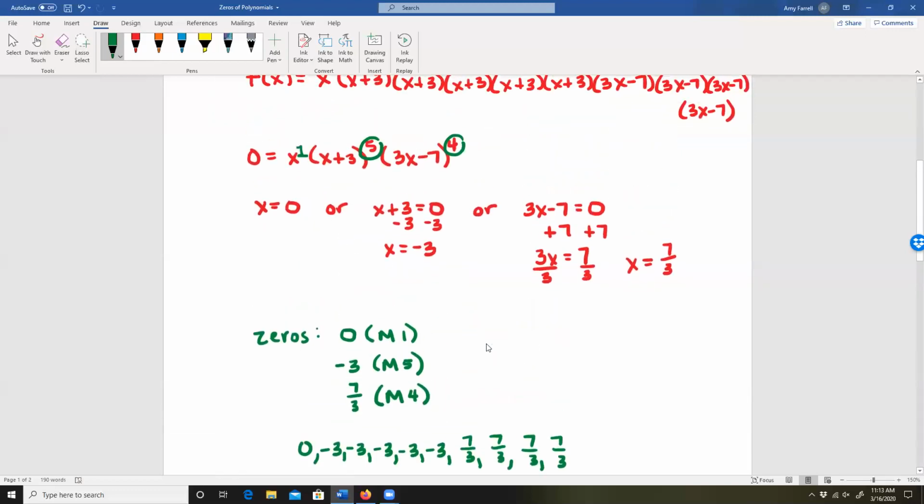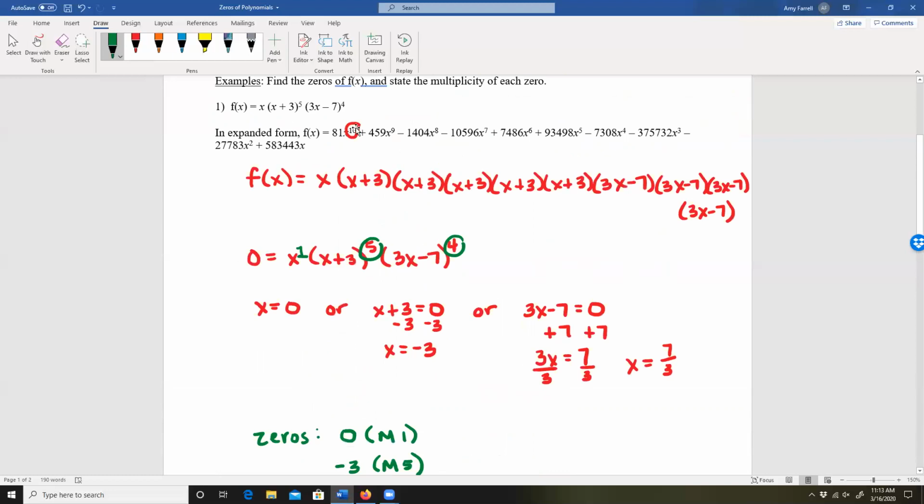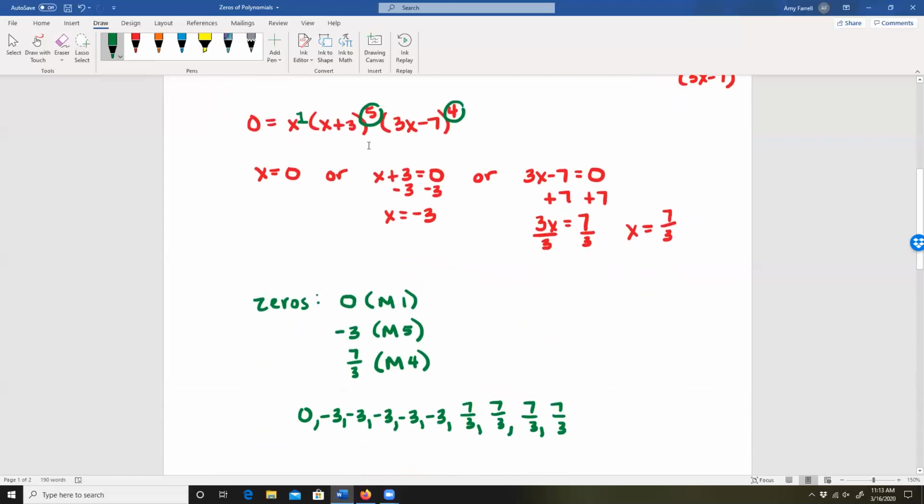Now, remember how earlier I used a website to expand this, and I said we would never make you do that. To get the degree of 10, you don't need a fancy website to expand this. You can just add the multiplicities together. If we add these multiplicities, you get the degree of the polynomial function. So I could have just added the exponents to get a degree of 10 instead of using my fancy website to expand that.